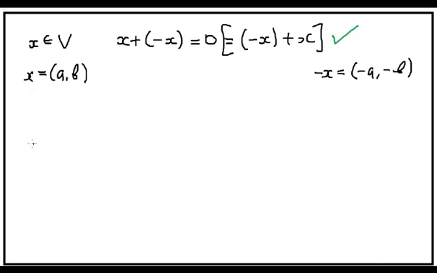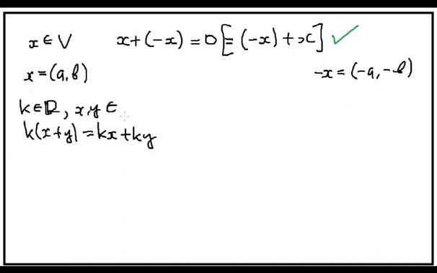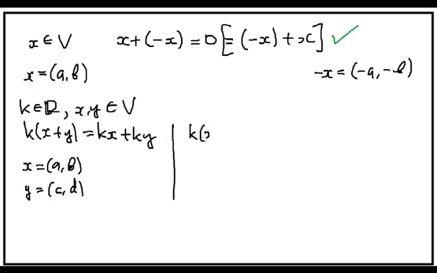And so let's look at the axiom k times (x plus y) being equal to k times x plus k times y. Now this should hold for any real number k and for any two vectors x and y. Okay, so once again, let's say x is some vector ab, y is some vector cd. Let's compute what will be each side of the equality we want to establish. So what will be k times (x plus y)?